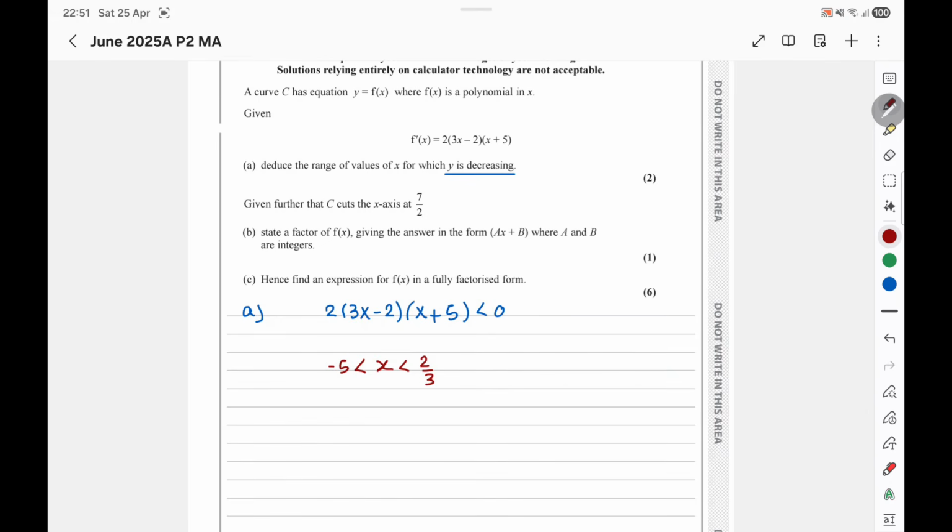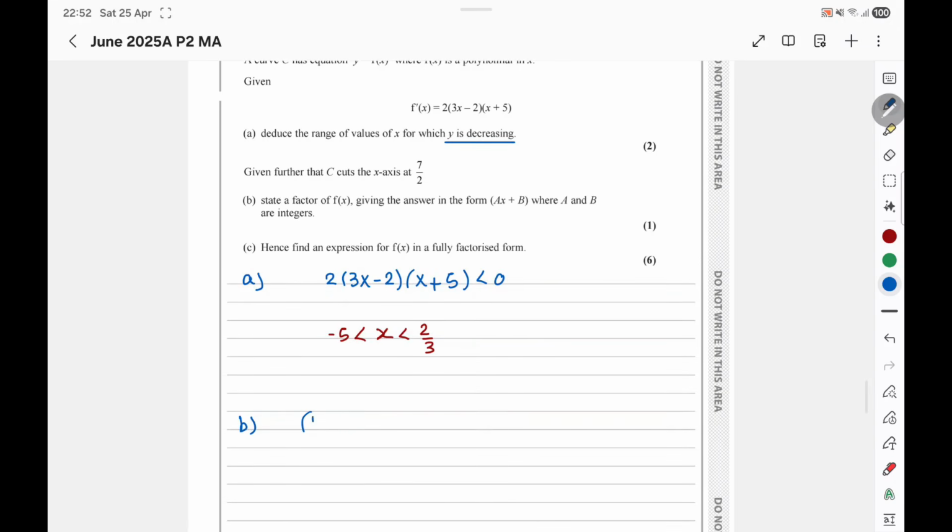Given further that C cuts the x-axis at 7 over 2, state a factor of f of x, giving the answer in the form ax plus b, where a and b are integers, 1 mark. Because it is very easy, you will not do integration right now. It's just saying that you will cut the x-axis at 7 over 2. This means that a factor will definitely be 2x minus 7. This factor is responsible for this point, the 7 over 2, where you will cut the x-axis.